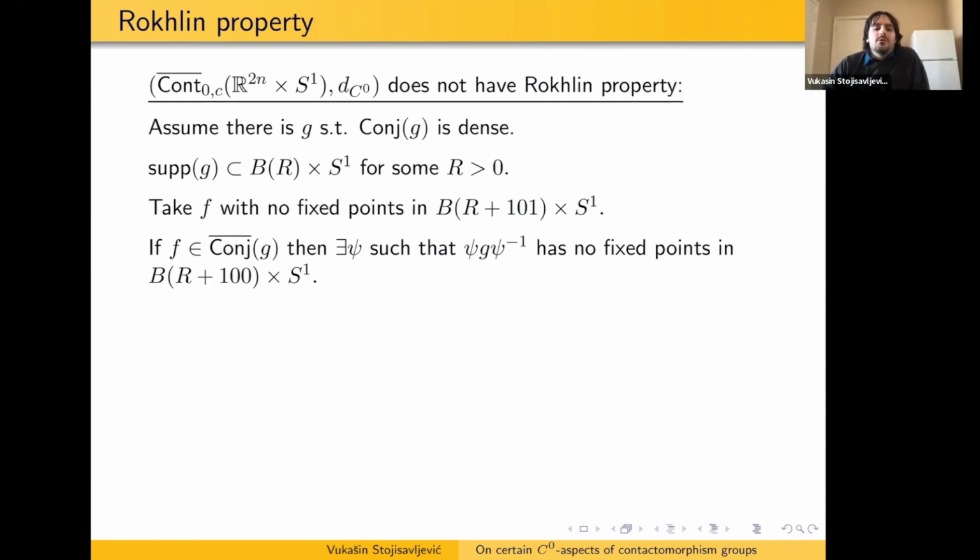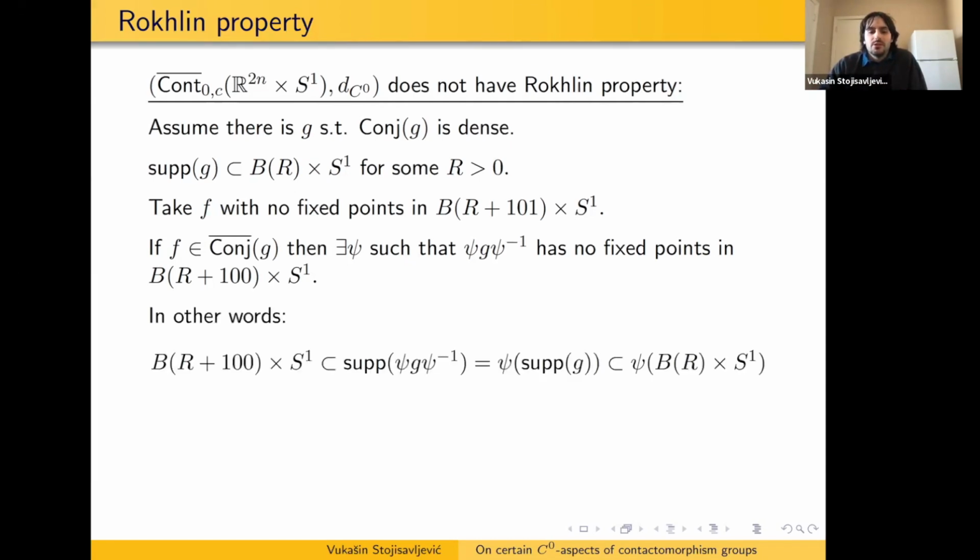So now we see that we can conjugate something supported in a small ball to move everything in a large ball, and that's kind of fishy because I can just write the following sequence of inclusions. This ball of radius r plus 100 is inside the support of psi g psi minus 1, which is psi of the support of G. But this is a subset of psi of BR times S1 by assumption.